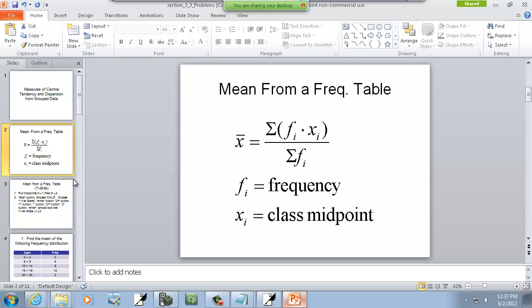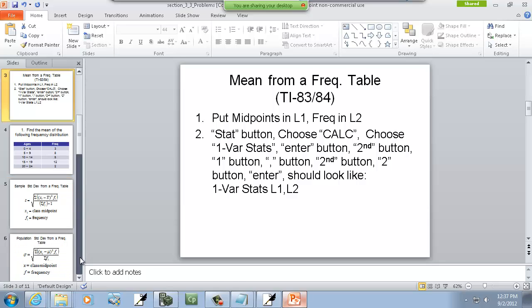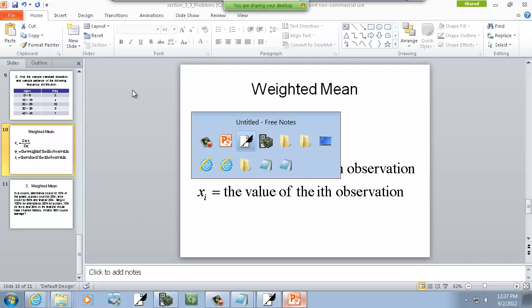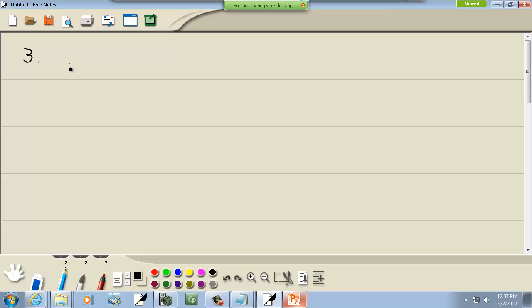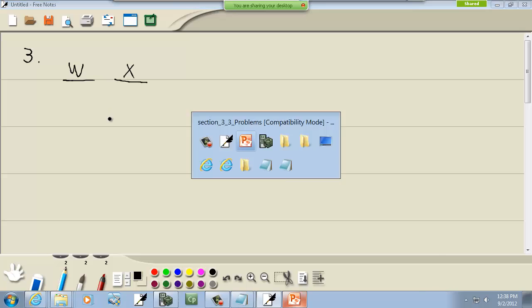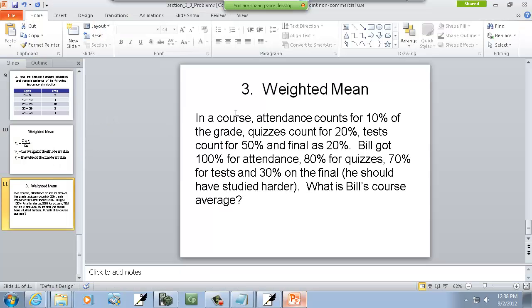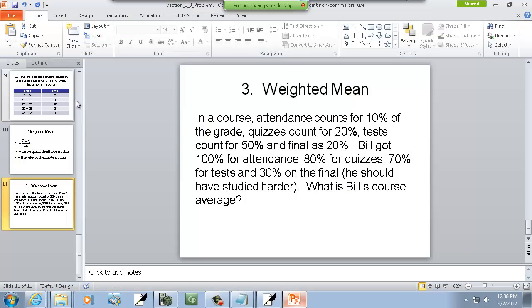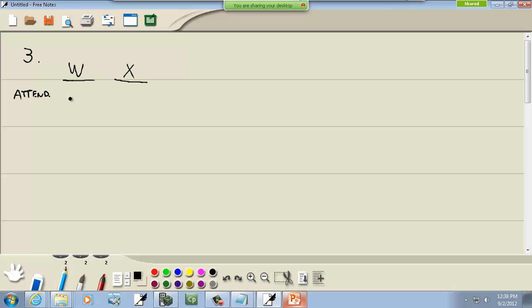Okay. Now we need our W's, the weights, and we need our X values, the actual observations. So we need our W's and we need our X's. Now W's are weights. Let's go back and read the problem. We've got our attendance. And it says attendance accounts for 10% of the grade. So my weight there is 10%. And I'll put that in decimal form.